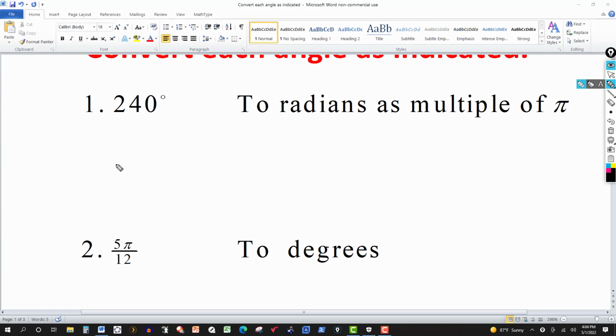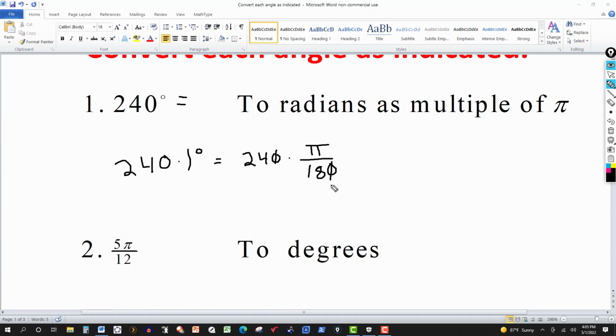So let's look at the first one then. We can say then that 240 degrees is equal to 240 times 1 degree. As we saw a while ago, 1 degree can be replaced by pi over 180, one of your conversion formulas. 1 degree is pi over 180. And then just reduce this.